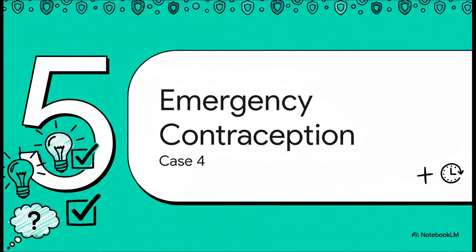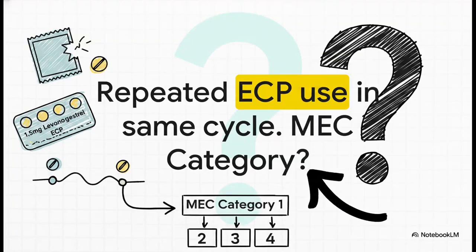Section 5. Emergency contraception, repeat. All right, let's move to our final section, where we're going to bust a very common clinical myth regarding emergency interventions. Imagine this classic real-world scenario. A 21-year-old requests an emergency contraceptive pill after a condom broke, but she tells you she already took a 1.5 milligram levonorgestrel ECP just 2 weeks ago, during this exact same menstrual cycle. So does repeating the dose within a single cycle restrict our ability to prescribe it? What's the MEC category here?